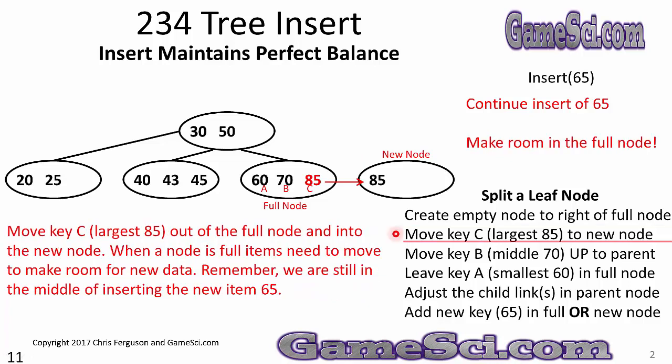Move key C, the largest, 85, to the new node. See that 85 that is red? It is moving over to this node. This is also known as key C, the third key in that full node. When you move key C, the largest, 85, out of the full node into the new node, when the node is full, items need to move to make room for new data.